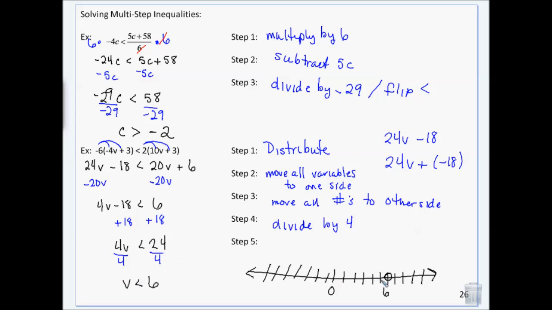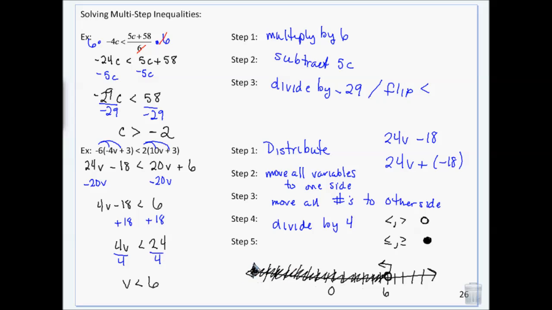So when you graph these, if you have these symbols, you graph with an open circle. These symbols, you have to color in the circle on the number. So we have less than 6, so I have an open circle on 6. And then everything less than 6 is this way. So you just shade that side of the number line.